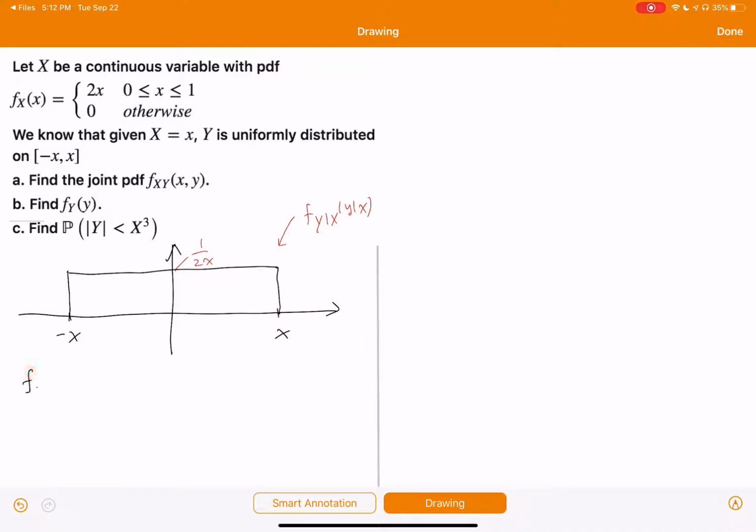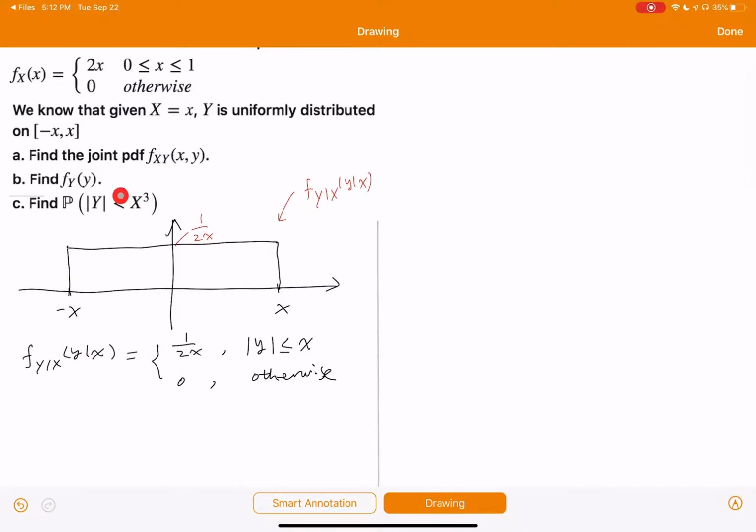The function of y given x is equal to 1 over 2x, and y is ranging from negative x to positive x, so we write this as absolute value of y is less than or equal to x, and this is 0 otherwise. So given the conditional density of y given x, we are ready to calculate this joint density here.